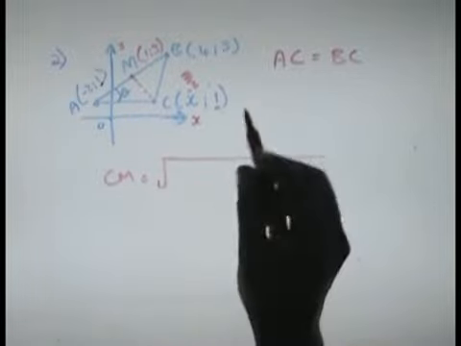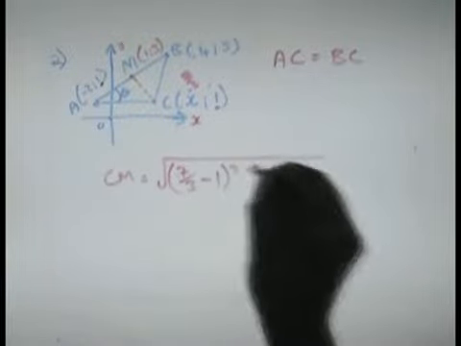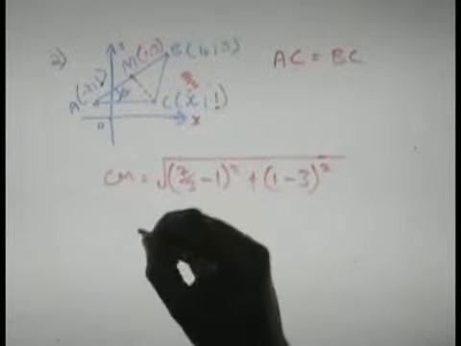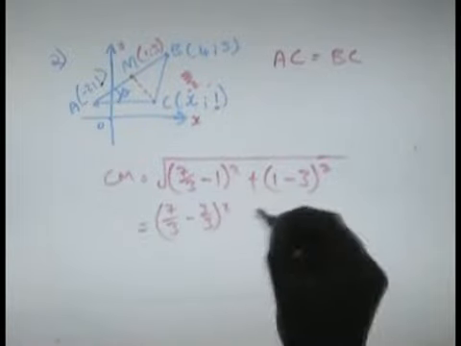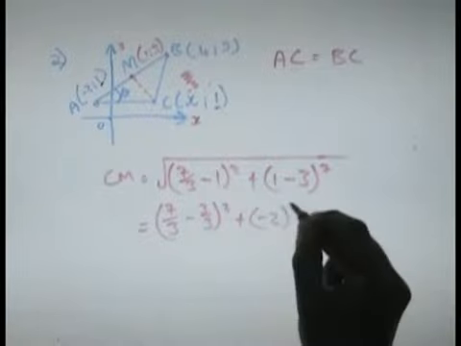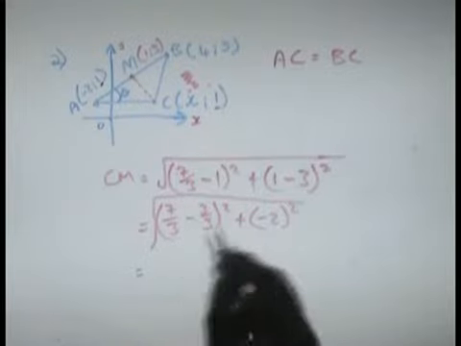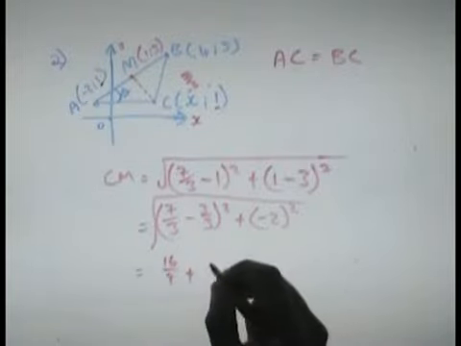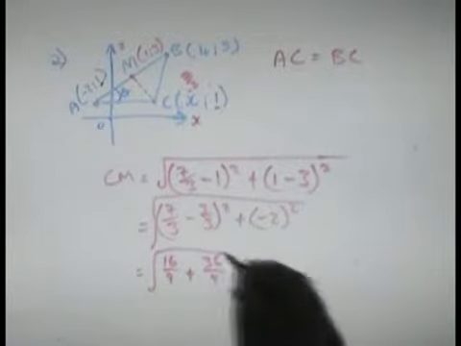The distance CM will be given by the square root of (x2 minus x1) squared, which is 7 over 3 minus 1 squared, plus (y2 minus y1) squared. 7 over 3 minus 1 is the same as 7 over 3 minus 3 over 3, squared, plus 1 minus 3, which is minus 2, squared, all in the square root. 7 minus 3 is 4. 4 over 3 squared is 16 over 9, plus negative 2 squared is 4, so that's going to be plus 36 over 9, common denominator. 36 over 9 is 4.